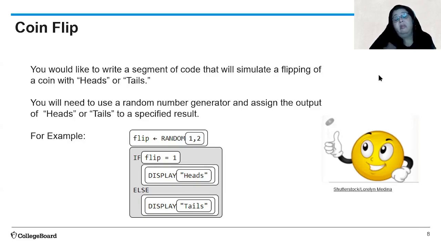Now, if flip is 1, I'm going to display heads. I don't need to compare for flip equaling 2 because if it's not 1, then by logical deduction, it's 2, and then it's tails. So this is one way to approach the problem.